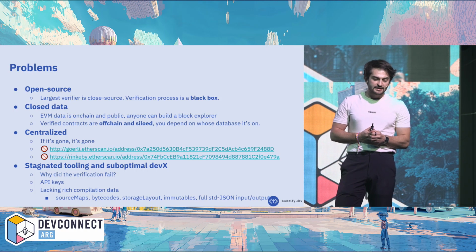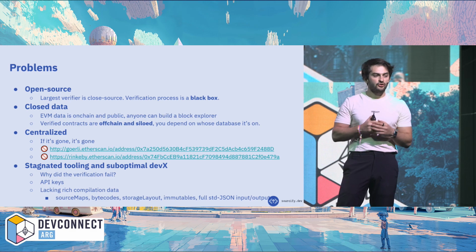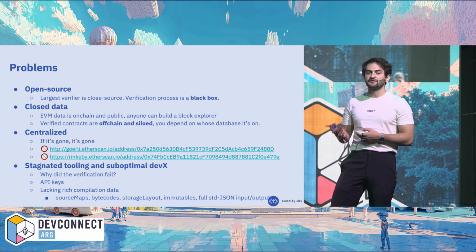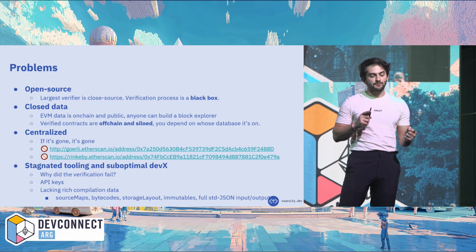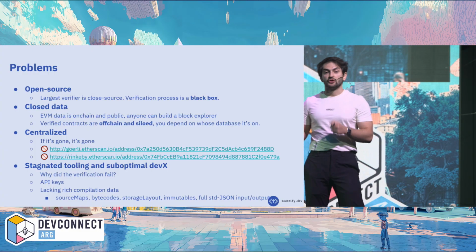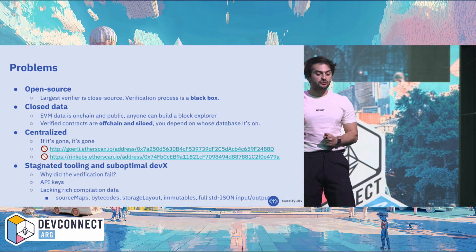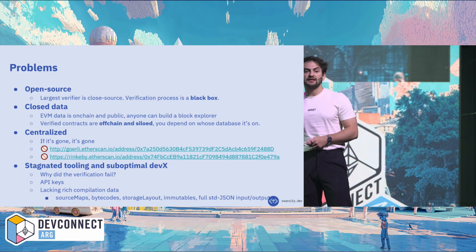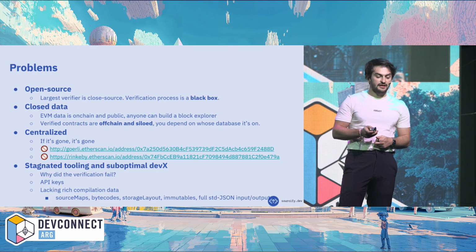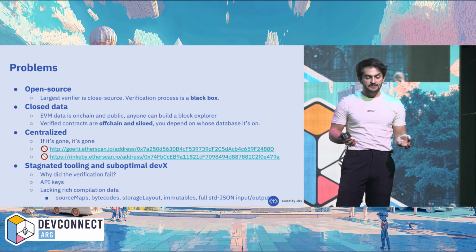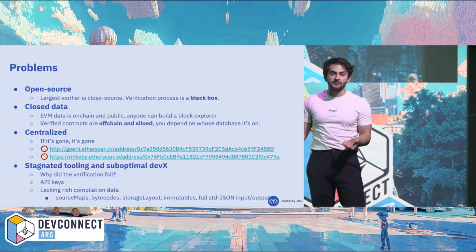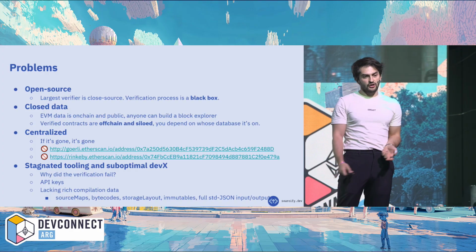The problem here is that the EVM data is on-chain. Yes, it's accessible, and anyone can build an explorer, so it's not a big issue if an explorer is closed source. But the problem is with the verified contracts, because they are off-chain and siloed. It means you need to ask, and you depend on whose database these contracts are in. That's the main issue with the closedness of this data. And that also means when it's gone, it's gone. Right now, these two links are not available anymore. They're dead. And when it's gone, it's gone.